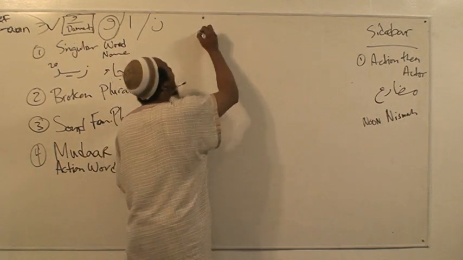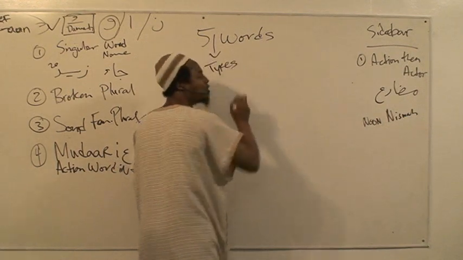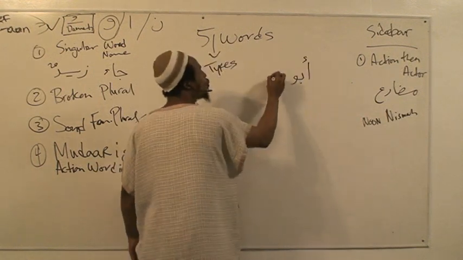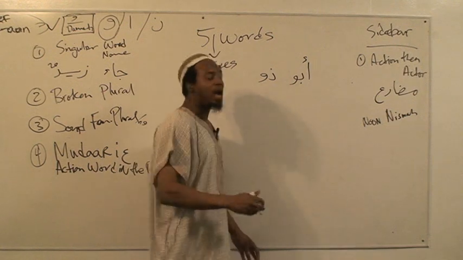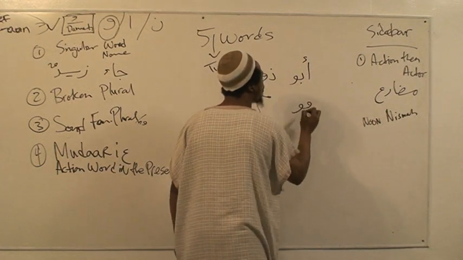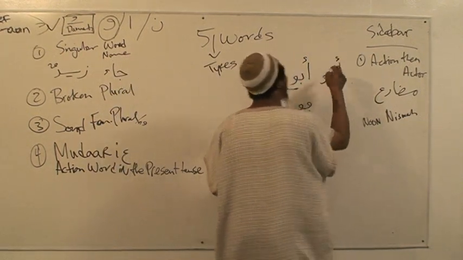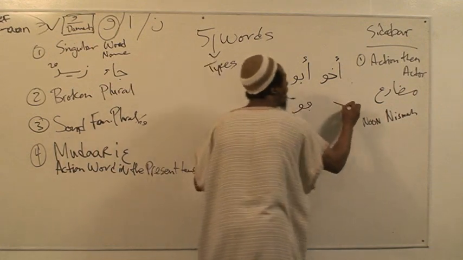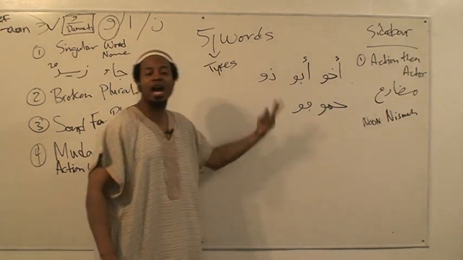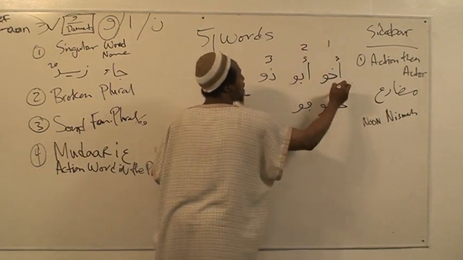Khamsatan. In the 5 words, 5 types of words is the taqdiru kalam. These words follow: akhuka, abuka, dhu malin, hamuka, fuka, okay, hamuki, fuka. So now you say akhu. Everybody say akhu. Now these 5 words, these 5 types of words, 1, 2, 3, 4, 5.